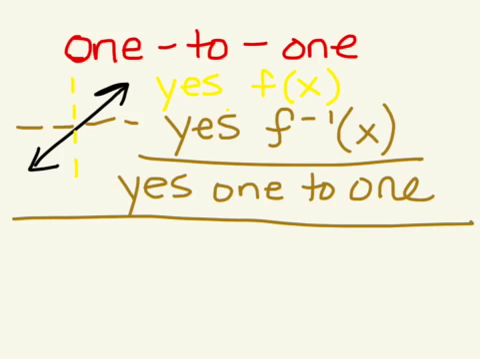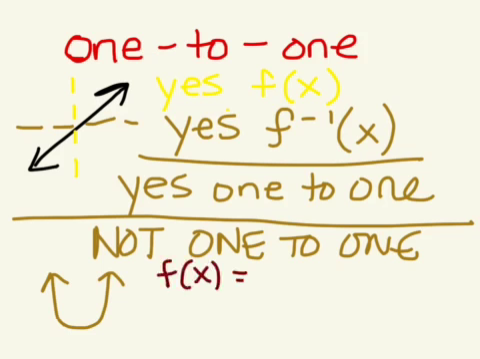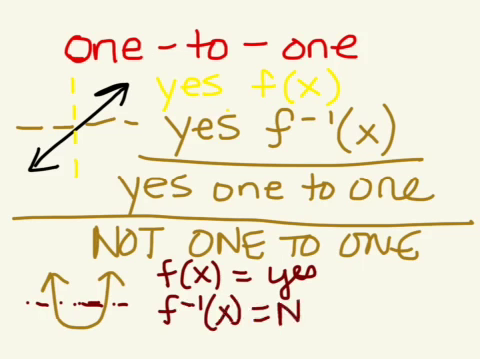So something that is not one-to-one, for example, is a parabola. So this parabola will pass the vertical line test. So this is a function, but the problem comes in if you draw a horizontal line through it, then your graph hits more than one point. So your inverse is not a function.